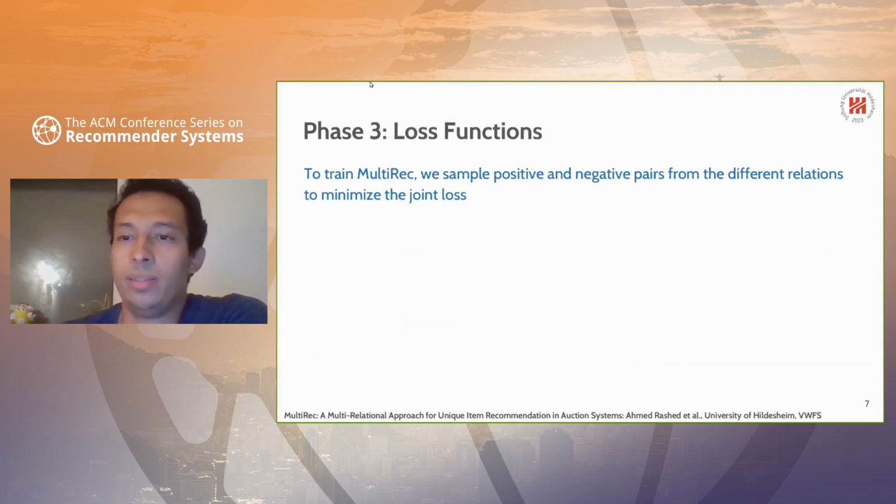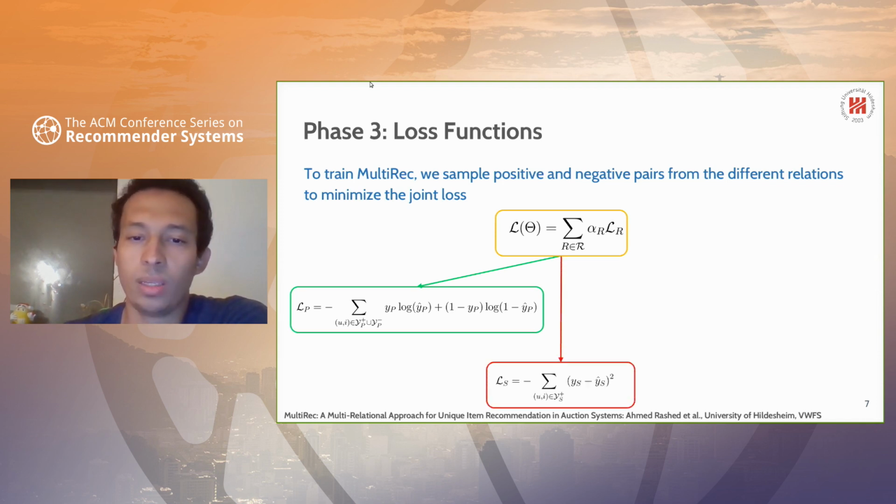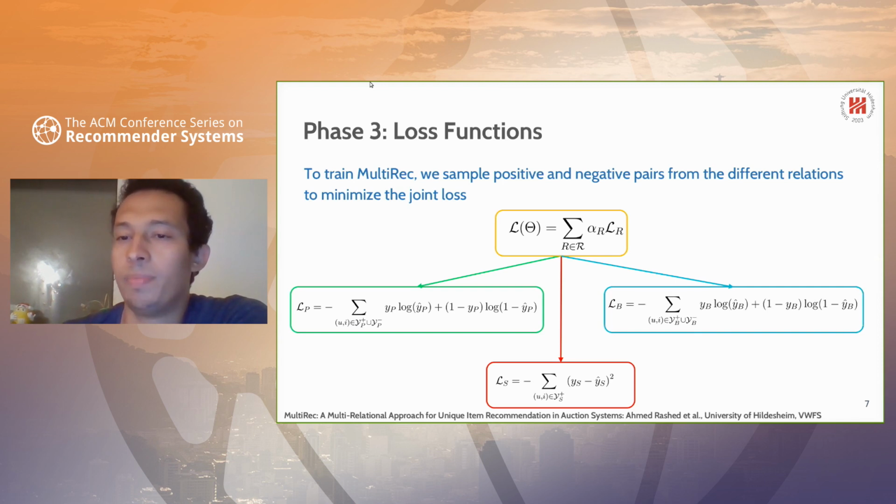Okay, to train such a multi-relational approach, we simply use a joint loss across all the relations that we have. So we have the bidding relation, the sale price relation, and the purchase relation. In the purchase relation, it's just 1 or 0, either he bought it or not, so we use a logistic loss. In the case of the sale price, it's a continuous value, so we use the mean squared error loss. And for the bidding interaction, we also use a logistic loss, since it is also a binary interaction. So 2 binary interactions and one continuous interaction.